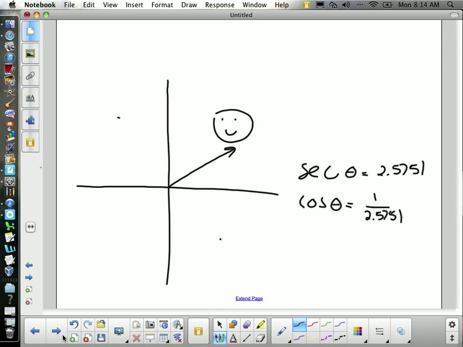But it looks a little different because I now do the cosine inverse function on 1 over 2.5751. But again, this is not the angle. That's the value of cosine. And that'll give me theta, and it'll be in the first quadrant. So again, understanding the relationships between the angles and their inverses is pretty important.